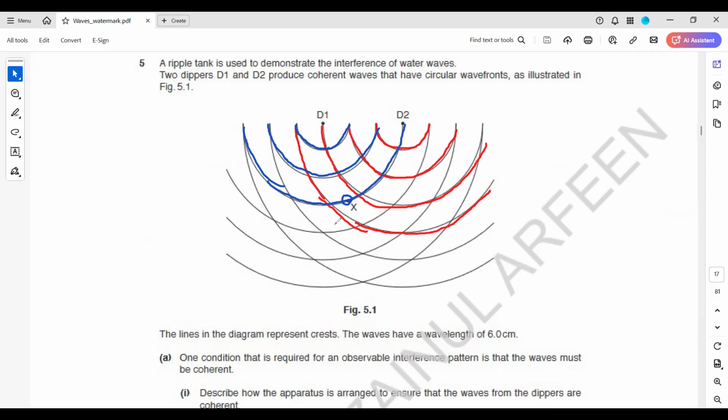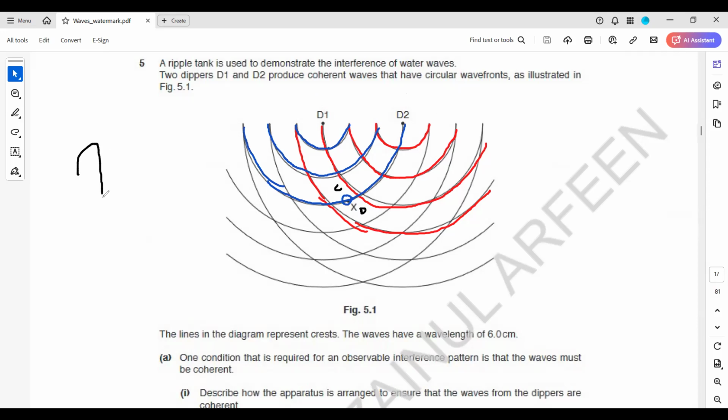What kind of interference will happen here? Because at this position, from D1, it is a crest. But for D2, at this point there will be a crest due to D1, and there will be a trough of D2. If the crest is joining with the trough, what kind of interference will they have?